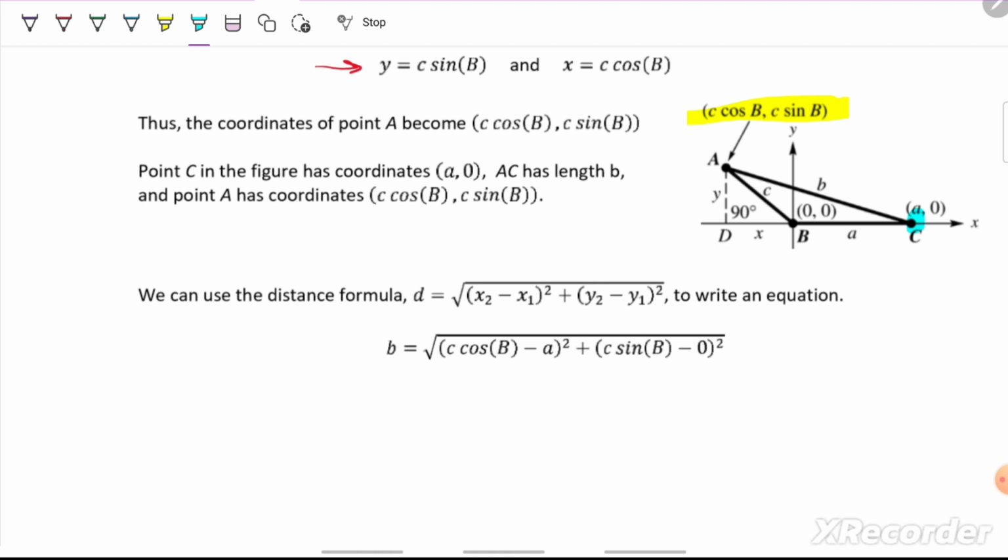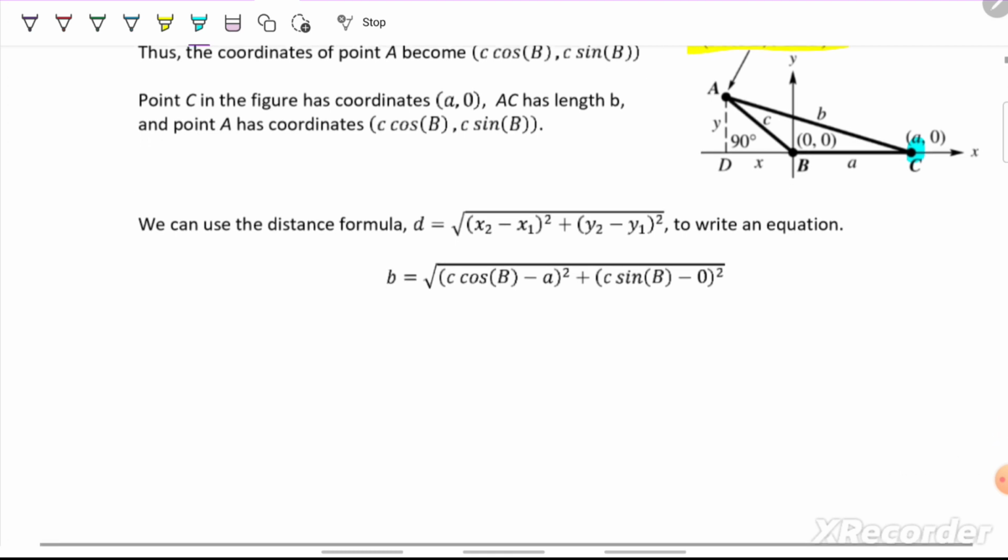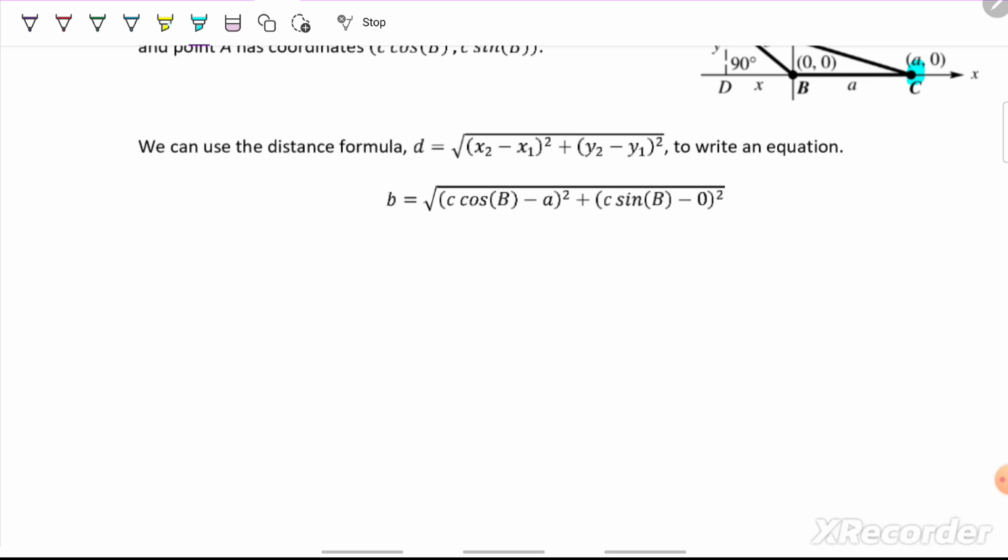Remember our distance formula between 2 points is the square root of x2 minus x1 squared plus y2 minus y1 squared. So substituting our ordered pairs in, we get that side b is equal to the square root of the quantity c times cosine of B minus a, squared, plus the quantity c times sine of B minus 0, squared. And now I'm going to manipulate this expression to derive our law of cosines.